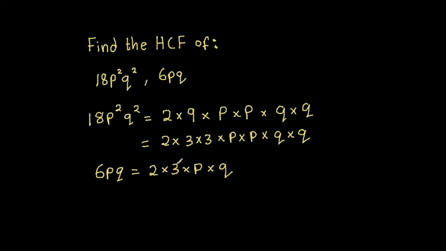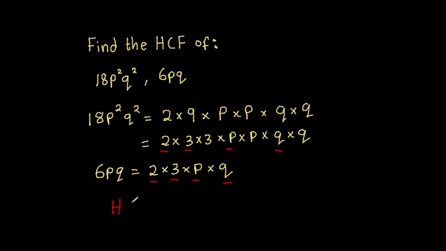And now we've got to look at the common factors that they have, right? So I'm going to switch colors to red, and I'm going to highlight them. So I see a 2 here and a 2 here, so I'm going to highlight that. That's one thing in common between them. I see a 3 here and a 3 here, so I'm going to highlight a 3. I see a P here and a P here, so I'm going to highlight this. And finally, I see one Q that is in common between them both, so I'm going to highlight it.